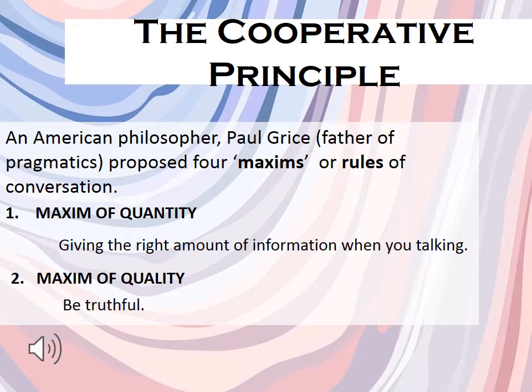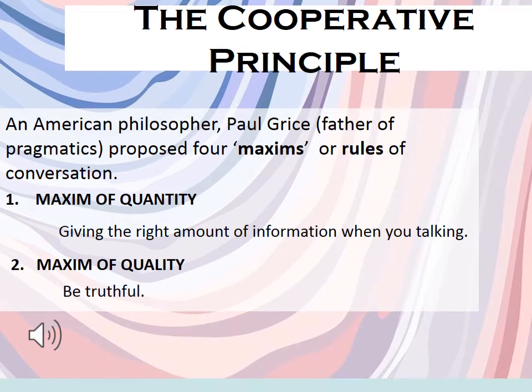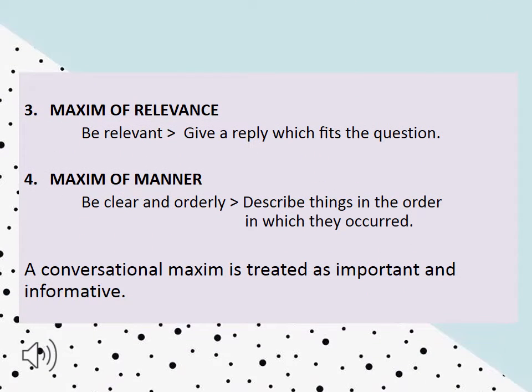The cooperative principle. An American philosopher, Paul Grice, father of pragmatics, proposed four maxims or rules of conversation. 1. Maxim of quantity, giving the right amount of information when you're talking. 2. Maxim of quality, be truthful. 3. Maxim of relevance, be relevant, give a reply which fits the question. 4. Maxim of manner, be clear and orderly, describe things in the order in which they occur. A conversational maxim is treated as important and informative.